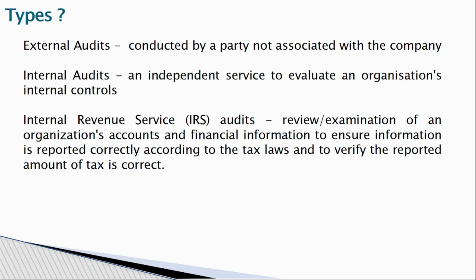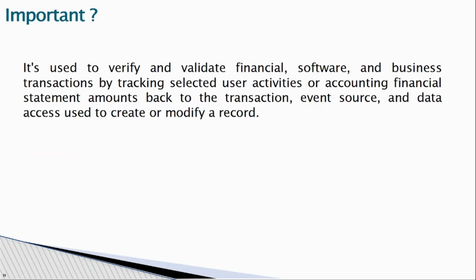So types of audit: external audit will be conducted by people not associated with your company. These are external people. Internal means an independent department in your organization will audit. So this is called internal audit. Then the IRS audit: there should not be any deviation in deducting the TDS or paying the GST, collecting and paying to the government. Whether all those things are happening as per the tax laws or not will be reported. So this audit will be done by the IRS.